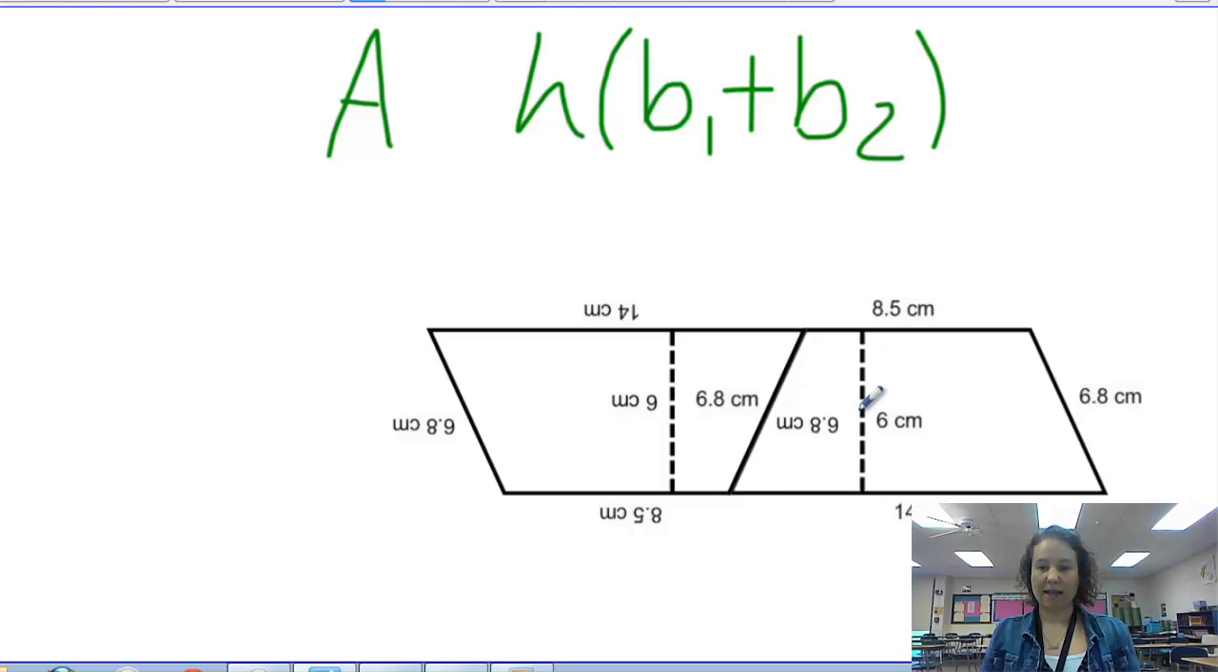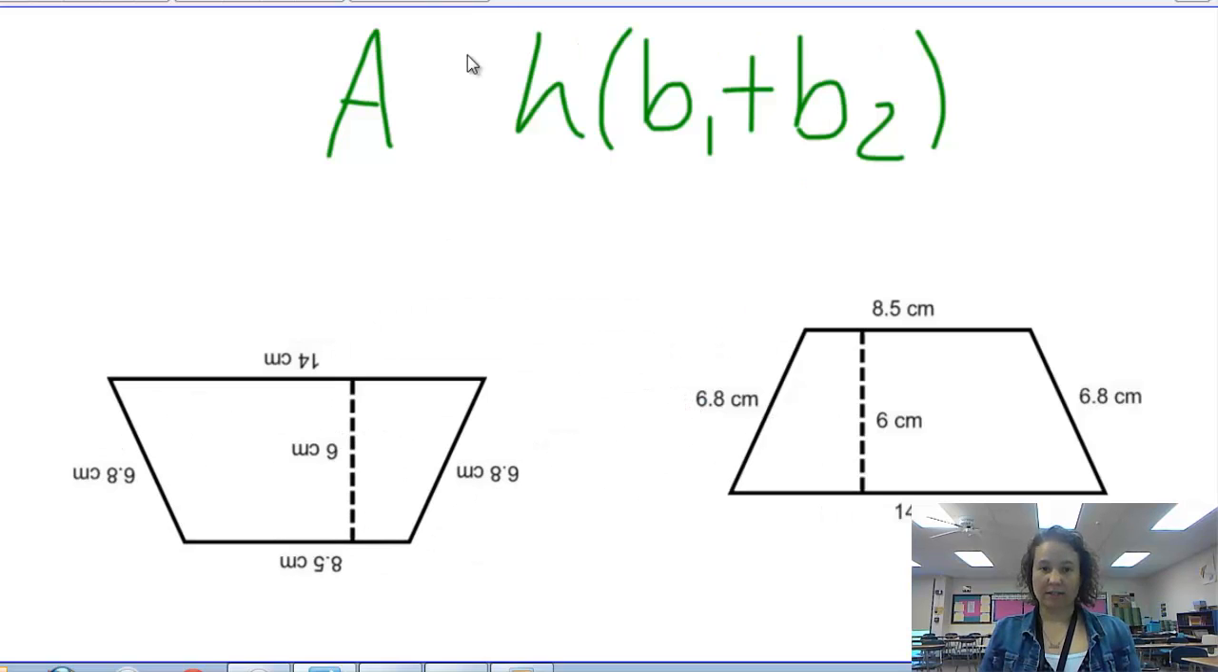And then again, my height has to be perpendicular to that base. So my height didn't change when I made this parallelogram. My base is this big long side down here, so I have to add my two bases together. And then remember that I just want the area of one of those trapezoids. So I am going to multiply this again by a half, or you can think of it as dividing by 2. So this is my formula for the area of a trapezoid.